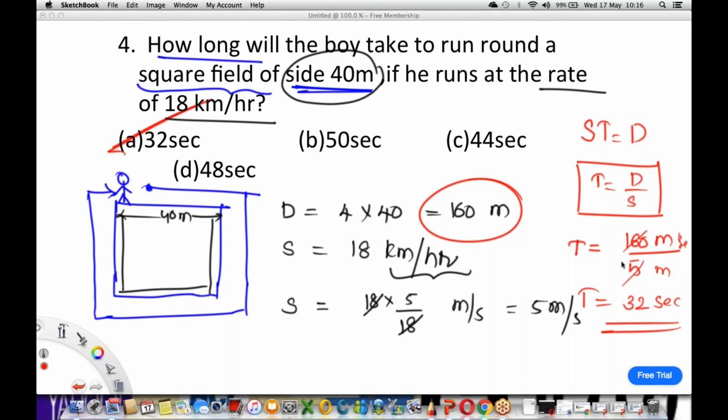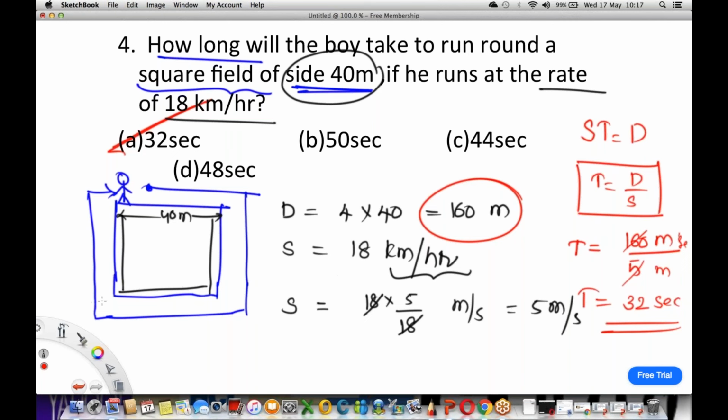Very good. Yes, mentors, did you understand? You want me to repeat? Clear. Yes, yes.